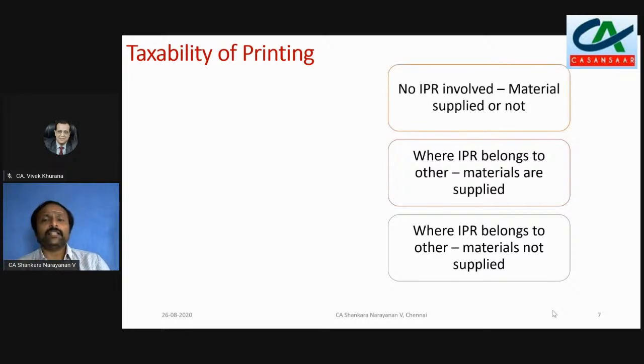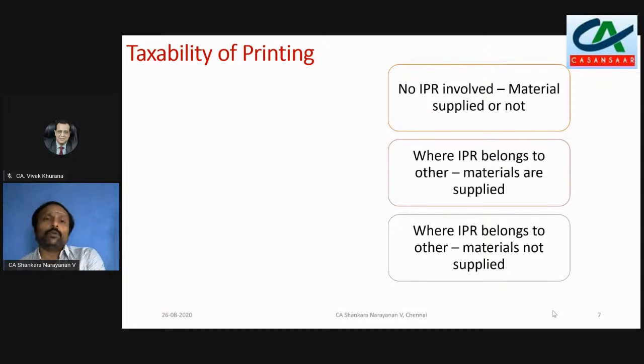And then we had the third type of contract where it was not involving an intellectual property, maybe like a letterhead or what we generally use, a visiting card, a marriage invitation. In all these cases, there was no intellectual property right involved, irrespective of whether my customer supplies me the material or doesn't supply me the material. What should I classify it as? Is it a supply of goods or is it a supply of service? These three kinds of activities relating to the printing industry were a huge question that was lying unanswered.